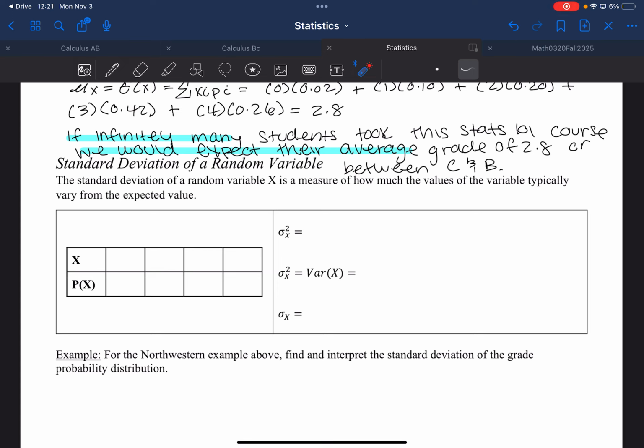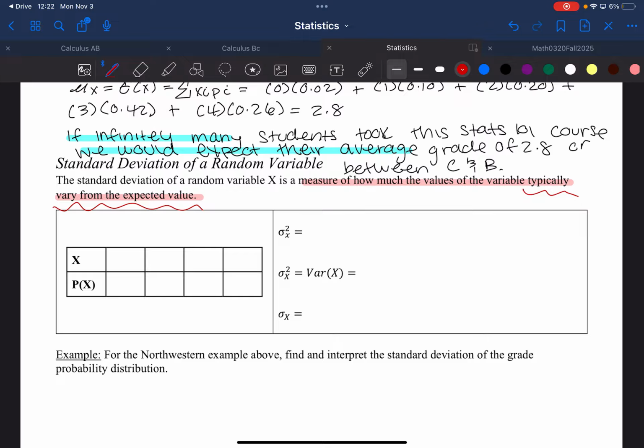Okay, next part, standard deviation. So remember when we talked about standard deviation in the beginning? Okay, we're going to come back to it for random variable. It says the standard deviation of a random variable is a measure of how much the value of the variable typically varies from the expected value. Every time you're asked to interpret standard deviation, you need to include those words. Typically varies from the expected value. These are the most important.